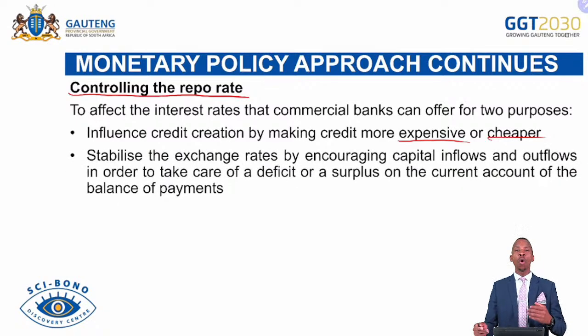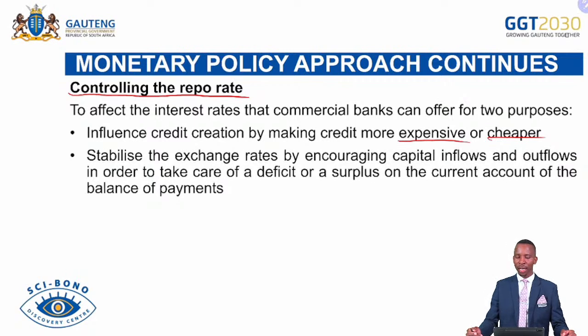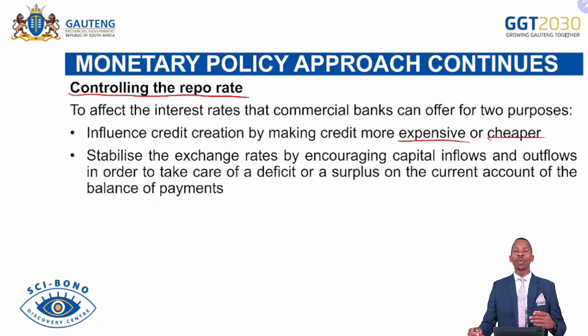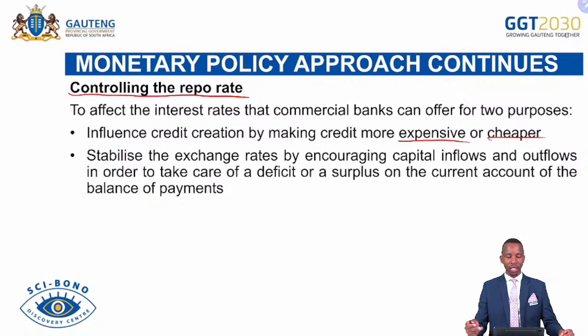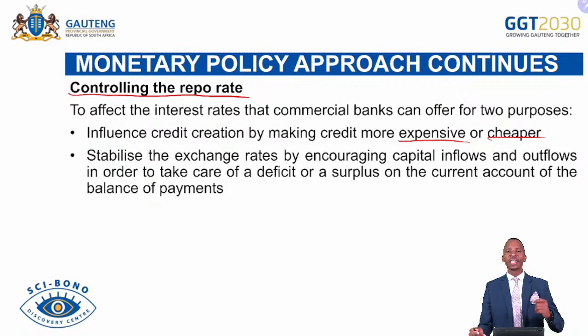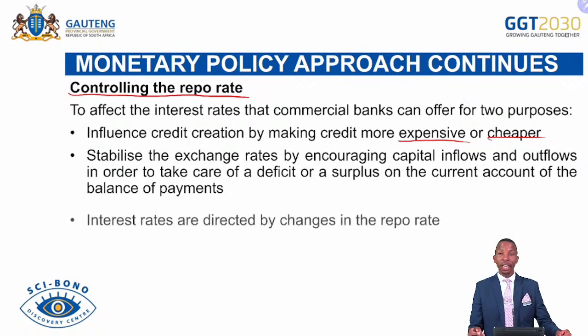That will lead to more aggregate demand, because with more money available, people are always tempted to spend in the economy. Stabilize exchange rates by encouraging capital flows, inflows and outflows, in order to take care of deficits or surpluses on the current account of the balance of payments. We know that a higher interest rate will always lead to what? More inflow of foreign indirect investors. But with the interest rate being lower, that will lead to what? Local consumers demanding more credit and more imported goods and services, which will create a further deficit in the current account.